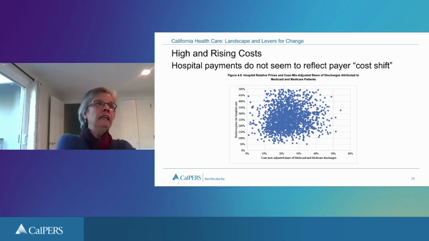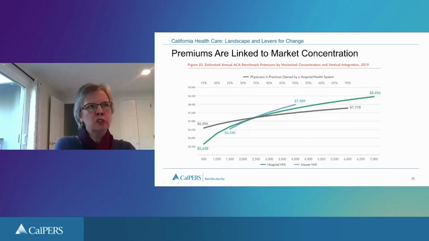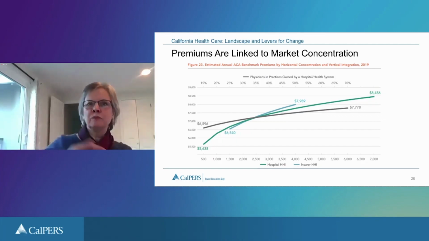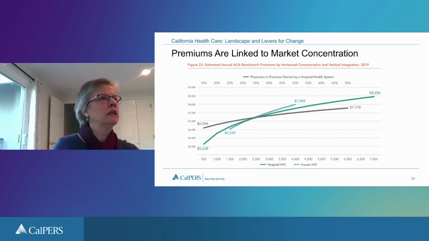Next slide, please. Instead, and I believe you've heard about this in previous presentations by outside experts as well as by your internal CalPERS leaders, costs and premiums are linked to market concentration. So this slide is taken from research by Richard Scheffler and colleagues at UC Berkeley and shows that 3 different measures of market concentration: high market concentration or lack of competition among hospitals, which is the longer green line, market concentration among health plans and insurers, which is the blue line, and vertical integration between hospitals and physician groups, the gray line, all are associated with higher premiums. So the trend upward means the more concentration, less competition, the higher the premiums that plans are able to charge. Next slide, please.